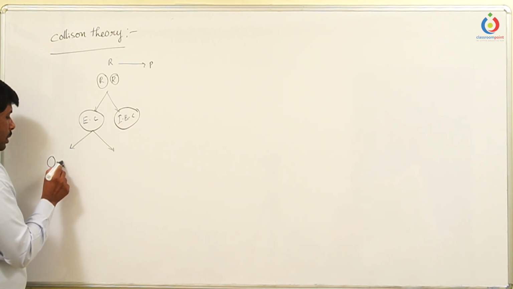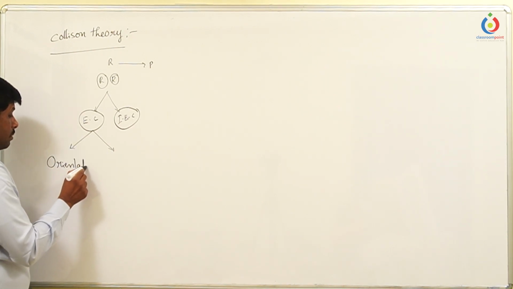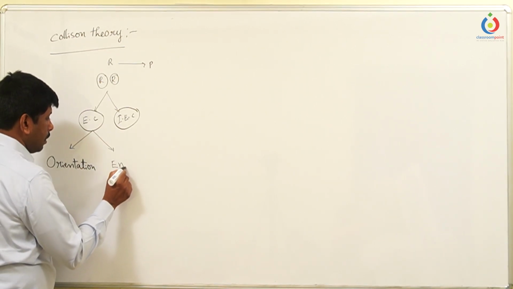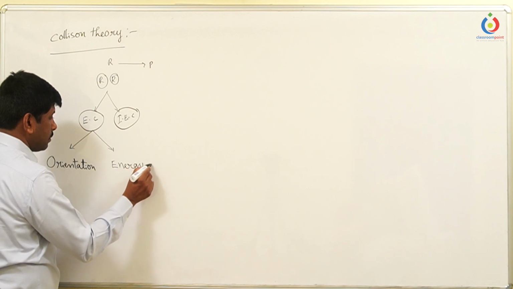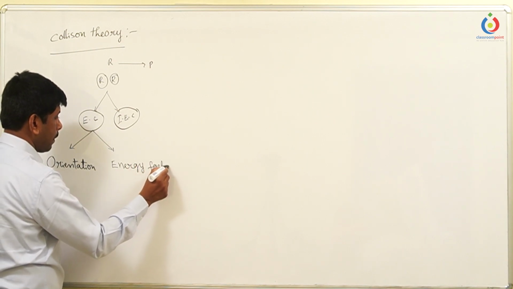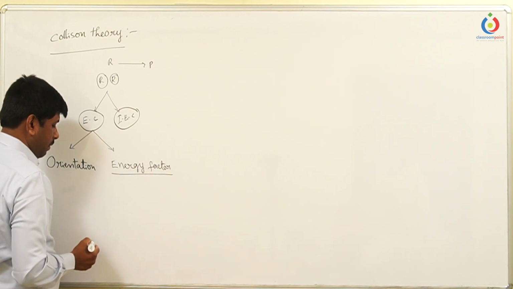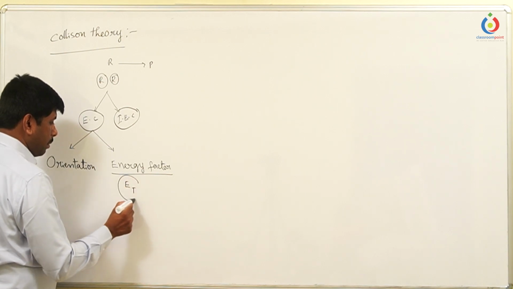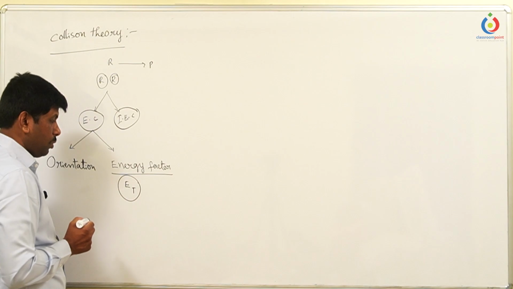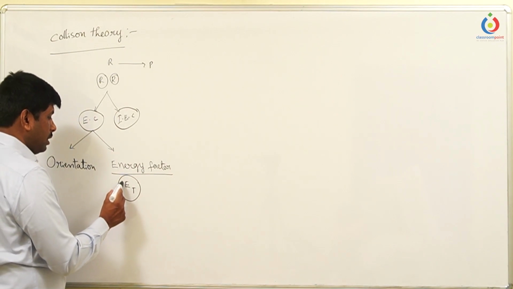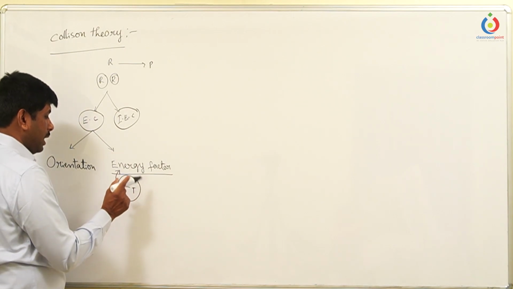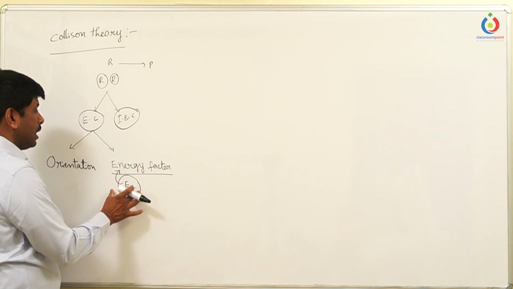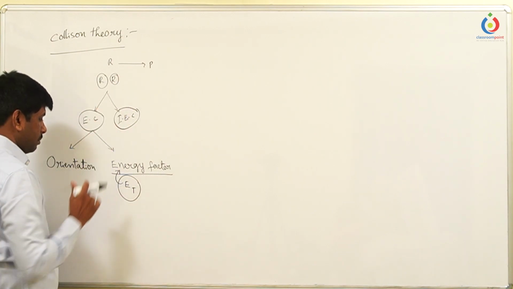They are following two things: the orientation factor and the energy factor. The energy factor we already discussed. If the reactant molecules have a sufficient amount of energy to convert into the products, that energy is called the threshold energy. So if the reactant molecules have that minimum energy, then those collisions give the products.